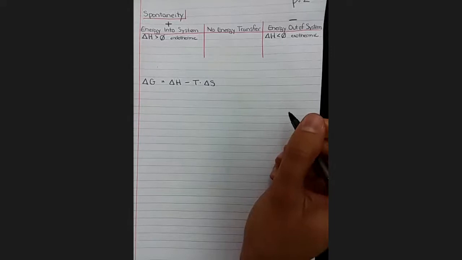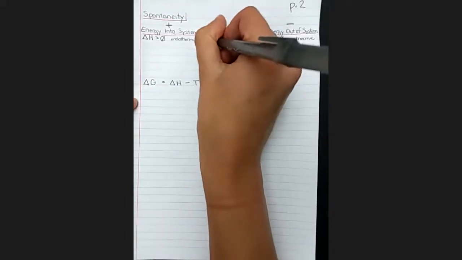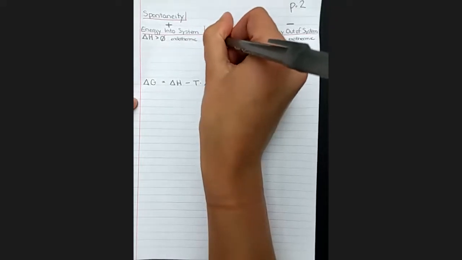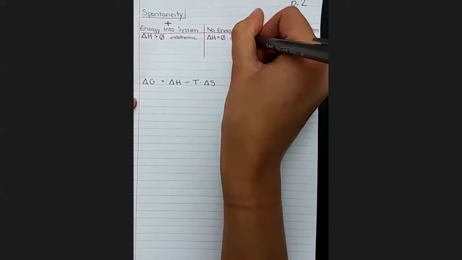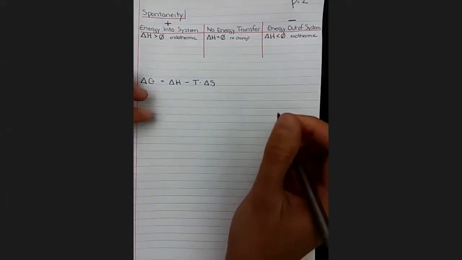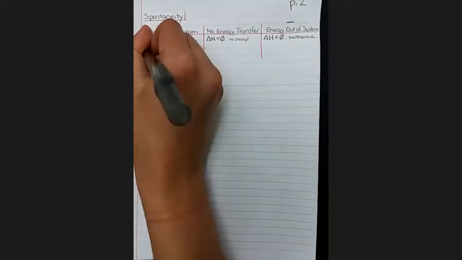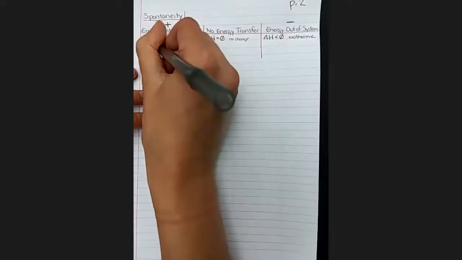And if we have a negative value for enthalpy, we call that exothermic. We know this to be true. And if we have no energy transfer, delta H will equal 0. We'll just say that's no change. No heat was transferred.